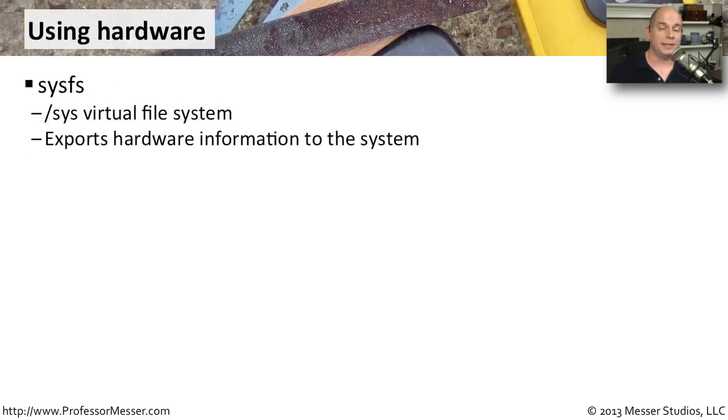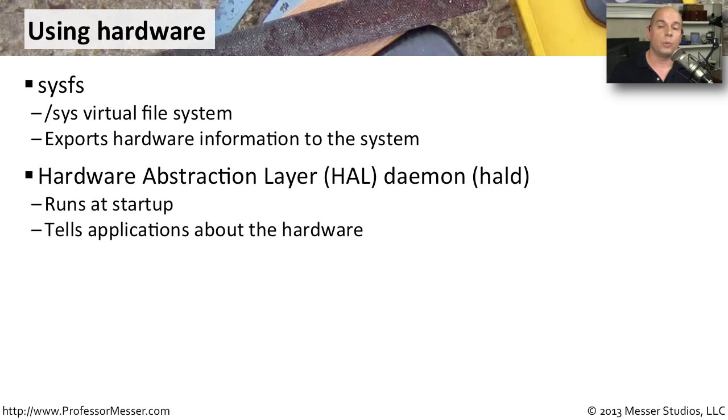There's a number of different processes and daemons we have to think about when using these pieces of hardware. One is the sysfs. This is a virtual file system called /sys that is on your Linux system, and it is one that is designed to take your hardware and export that hardware out to your system. There's also something called a hardware abstraction layer, HAL. This is very common in many operating systems, and Linux included, and there's a daemon called the hardware abstraction layer daemon, or HALD, that runs when your system starts up, that tells all of your applications about the hardware that's configured on your computer.